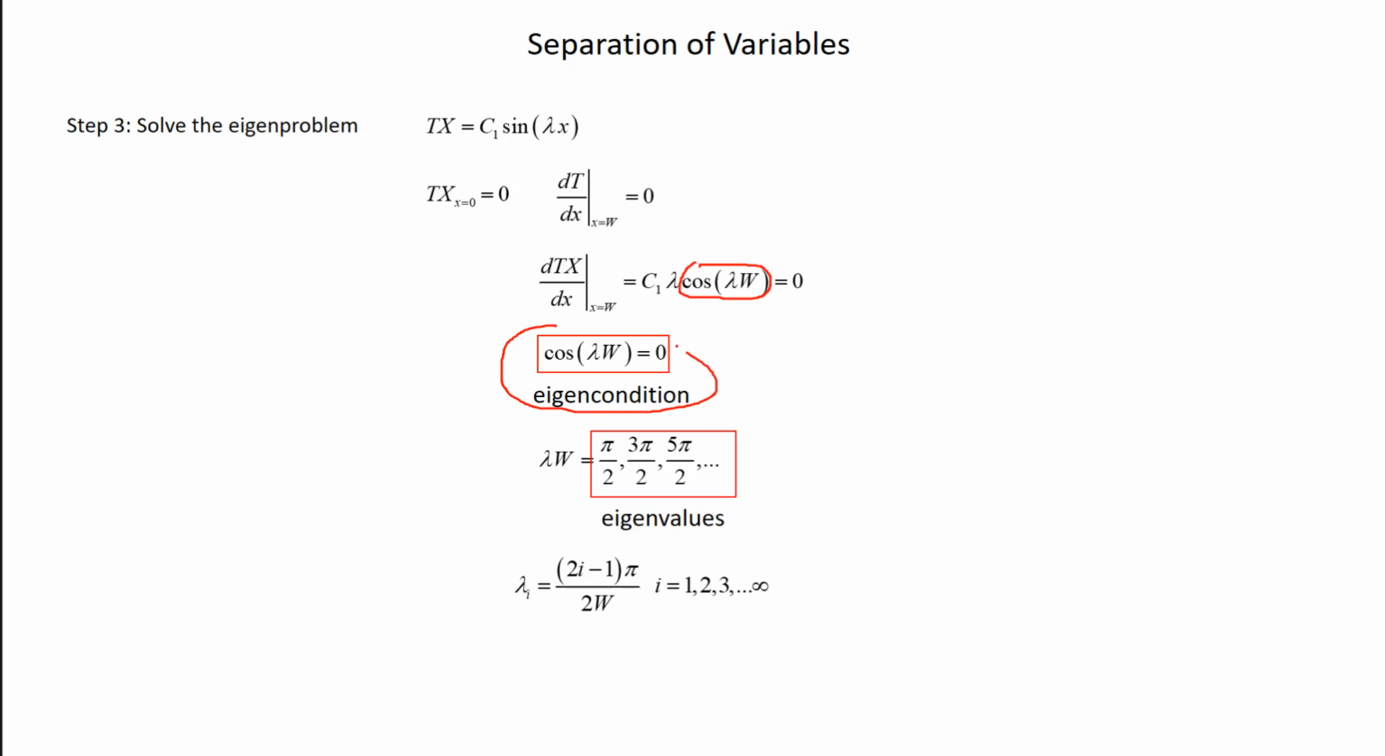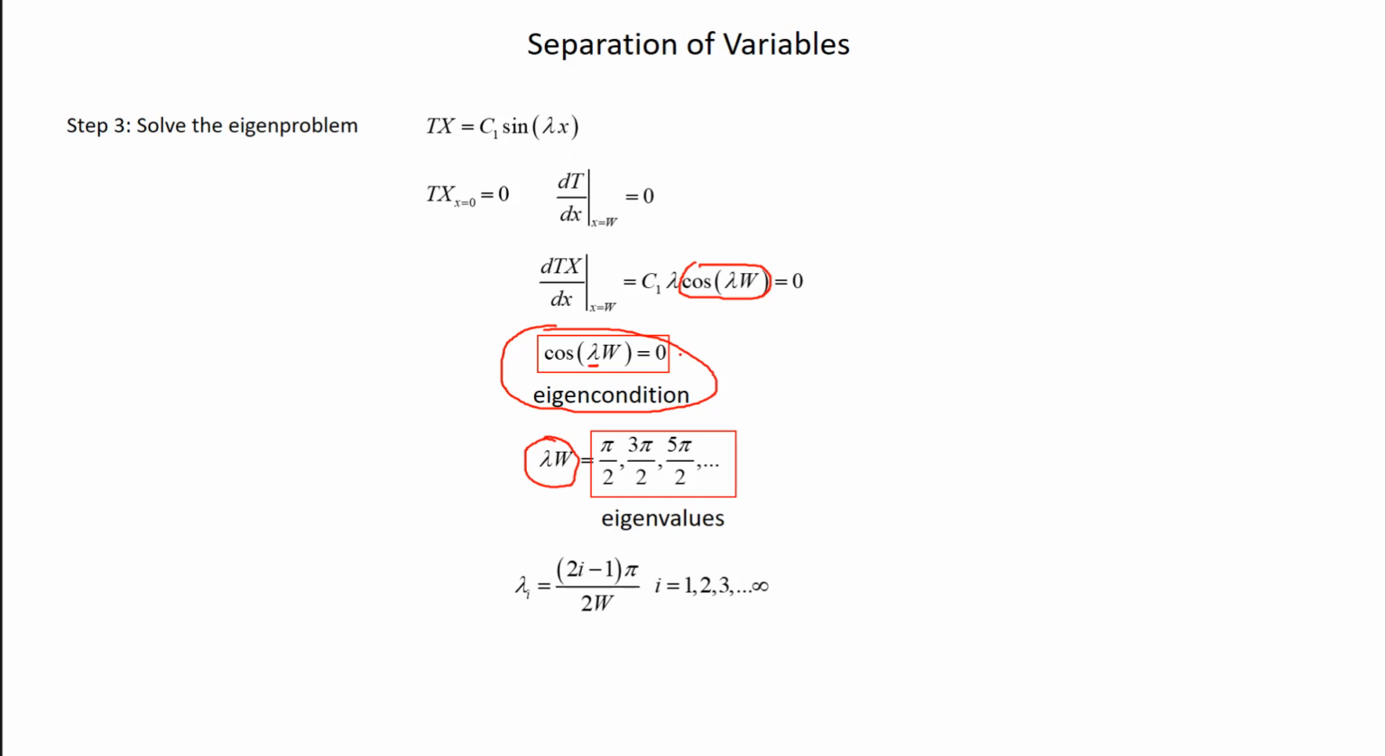That's called our eigencondition, right? So the other thing we get out of solving the eigenproblem is our eigencondition. Our eigencondition is always going to give us not just one solution actually, but a whole bunch of solutions. So if you think about it, the cosine of lambda w equals 0, that's going to be true when lambda w is pi over 2, but then it's going to be true again when lambda w is 3 pi over 2, and then 5 pi over 2, and then 7 pi over 2, and so on forever, right? So there's not just one value of lambda that satisfies this eigencondition. There's actually an infinite number of them, and that's always going to be the case.